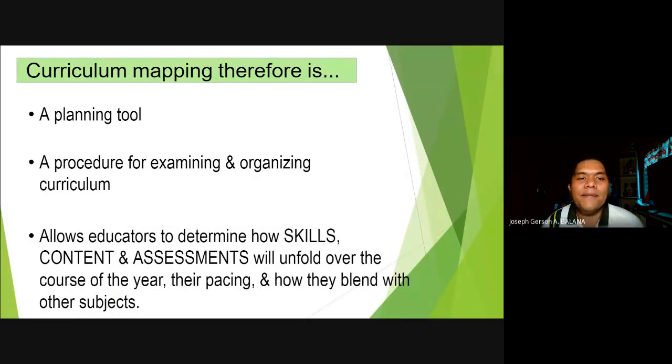Thus, a curriculum map is a helpful planning tool. It's a tool for planning. It's also a tool or procedure for examining and organizing curriculum. And it allows educators to determine how skills, content, and assessment will unfold over the course of the year and their pacing or their time allotment and budget and how they will blend or integrate with other subjects.